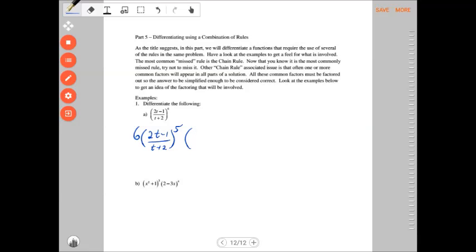So it is the bottom times the derivative of the top. The derivative of the top is just 2, minus the top, 2t minus 1, times the derivative of the bottom. Well, that's just times 1, all divided by the bottom squared, so t plus 2 squared. So that's the rule.